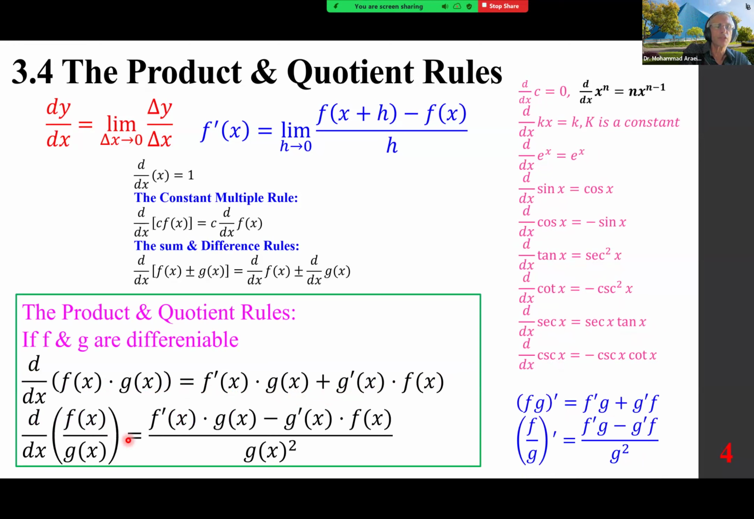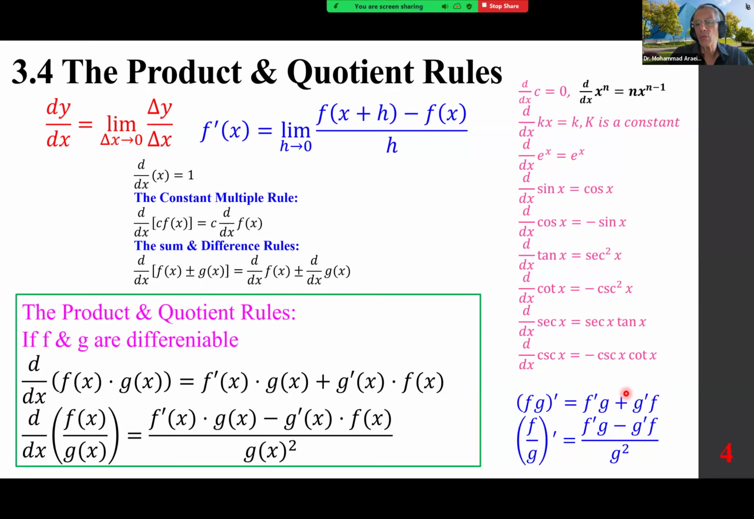The derivative of f of x over g of x, which is called the quotient rule, is f prime of x g of x minus g prime of x f of x, over g of x squared, or in shorthand notation, f prime g minus g prime f over g squared. What I want to add is that for those who have seen the product and quotient rules, the order in which you have seen it may have been different. For example, this may have been f g prime plus g f prime.